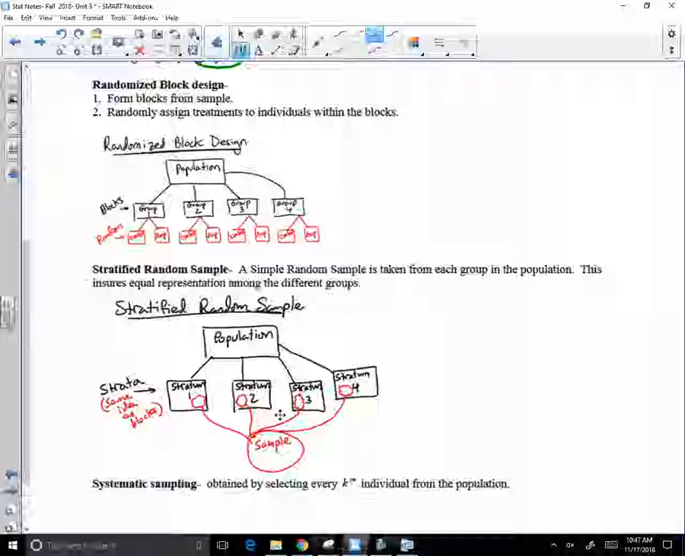That would be a stratified random sample. All right, so there's no preconceived notion as to what's coming out of each individual group. It's selected completely at random.